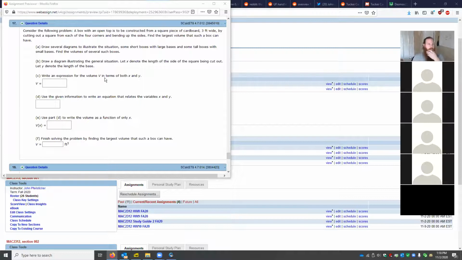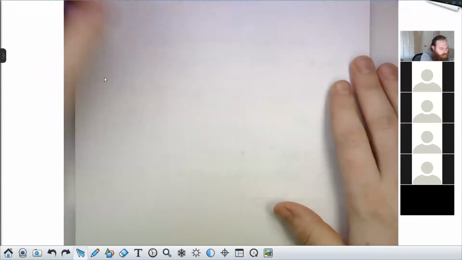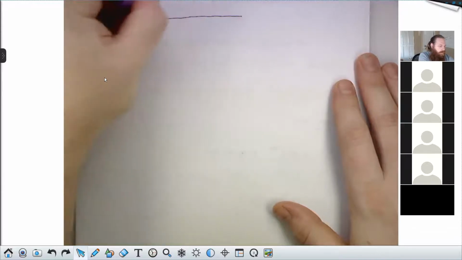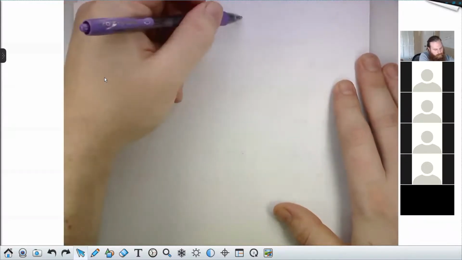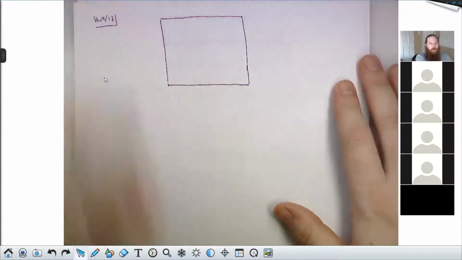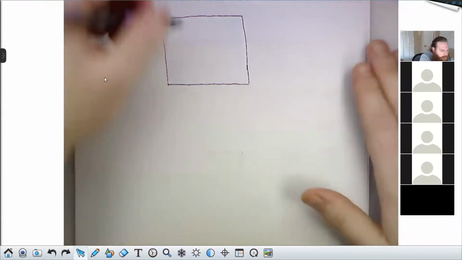Let's see here. We're going to make a box with an open top by starting with a square piece of cardboard and cutting a square out from each of the four corners, then bending up the sides. We want to maximize the volume of a box made in this way with this amount of material. All right. So this is homework 9, number 17. We're starting with a 3x3 square piece of cardboard. And then we're going to create an open topped box by cutting a few corners out.